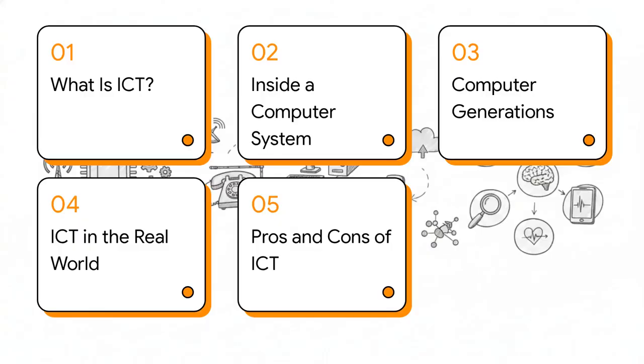Okay, so here's our game plan for today. First, we'll define what ICT actually is. Second, we're going to peek inside a computer system. Third, we'll travel through the 5 generations of computers. Fourth, we'll check out ICT in the real world. And finally, we'll weigh the pros and cons. Simple enough, right? Let's get to it.